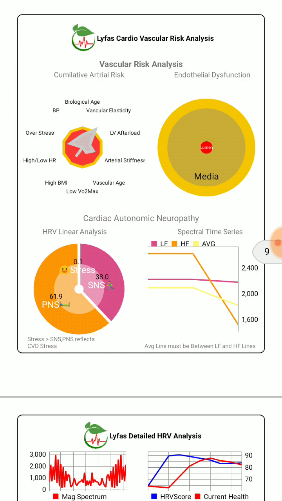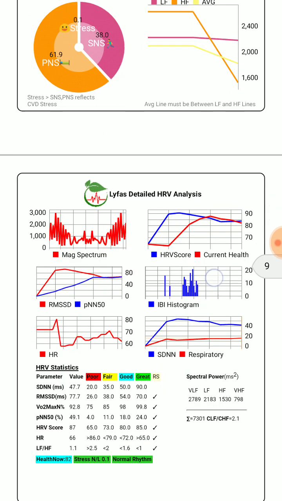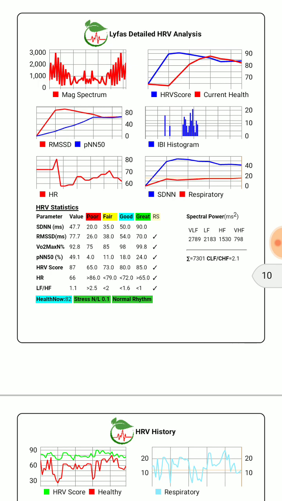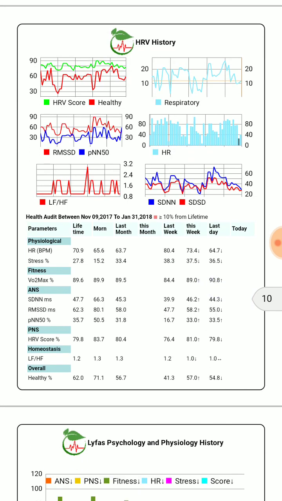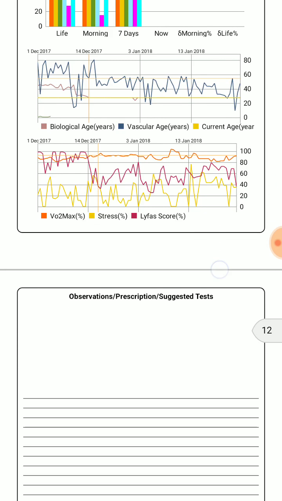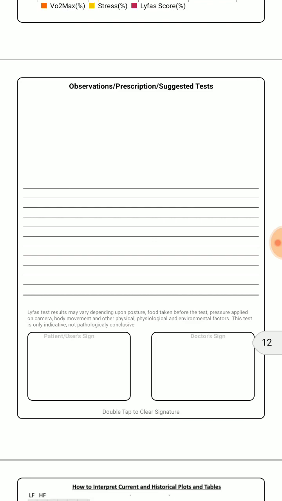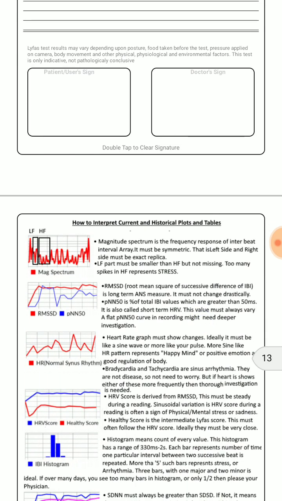Lyfas cardiovascular analysis, which is represented in 4 different charts. And next comes Lyfas detailed HRV analysis, HRV history, Lyfas psychology and physiology history, and finally the space is provided for the doctors to enter their observations. And the next few pages give reference to the user about how to interpret the report and the optimal values of the tests.